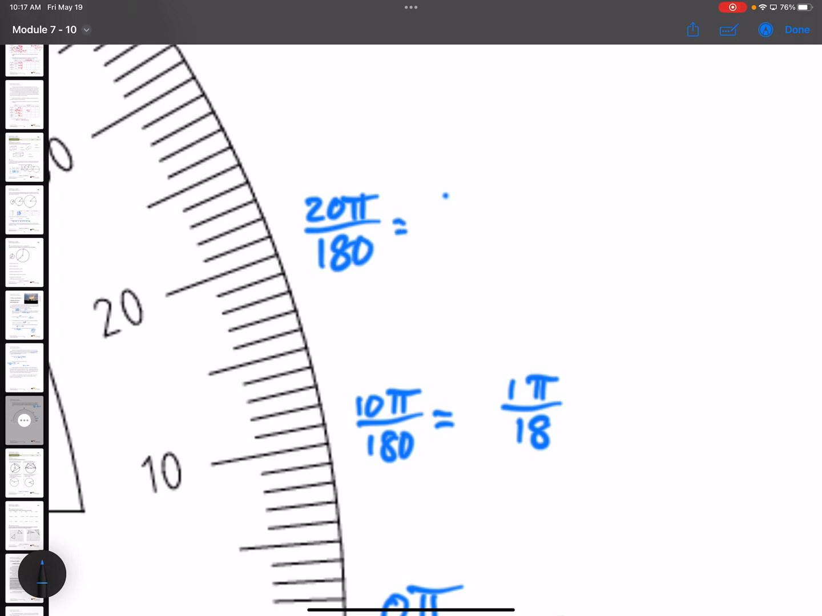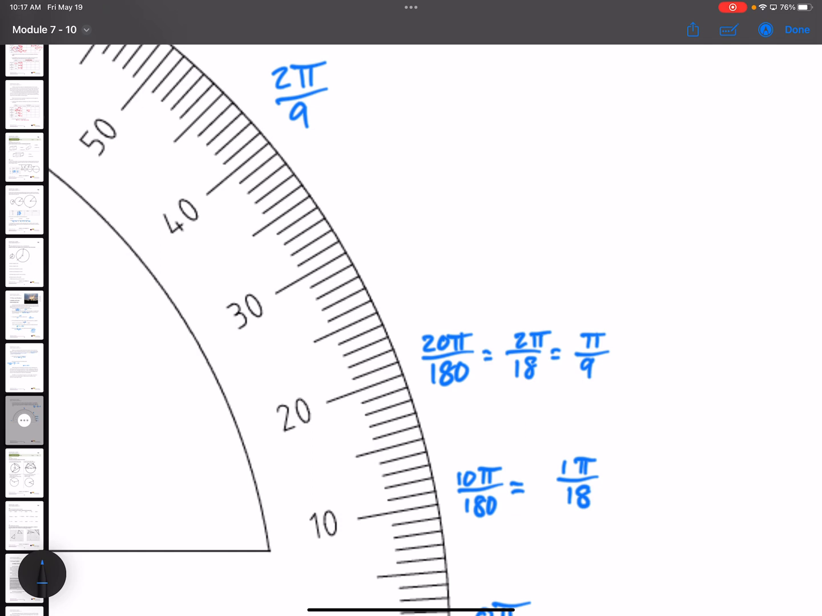20 pi over 180. What do they both have in them? Okay, so they've got a 10. Also, 2 pi over 18. And what else do they still have in them? A 2. So then you divide 2 by 2. What do you get? 1 pi. And 18 by 2? 9. Yeah, see, this is great practice for reducing fractions even.